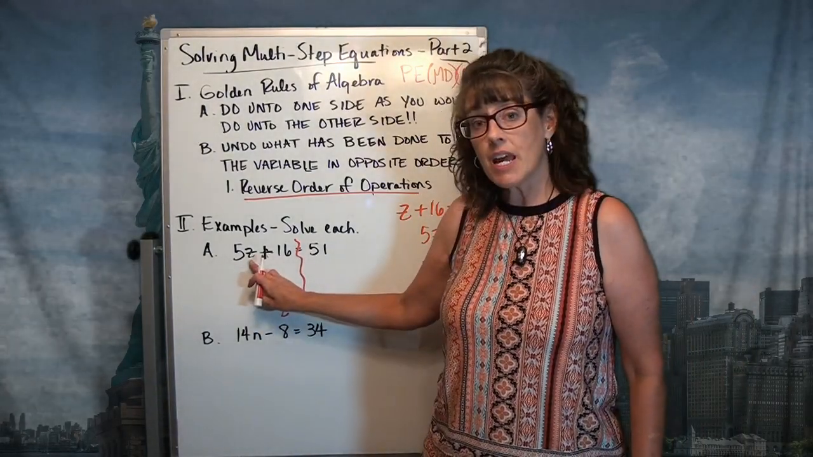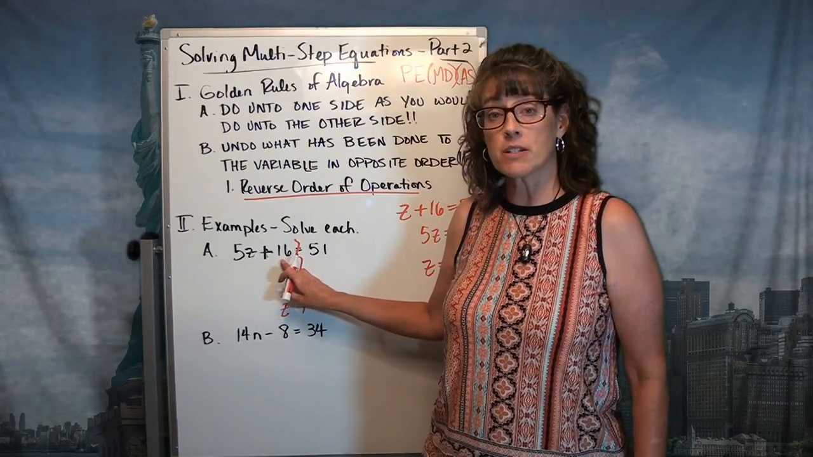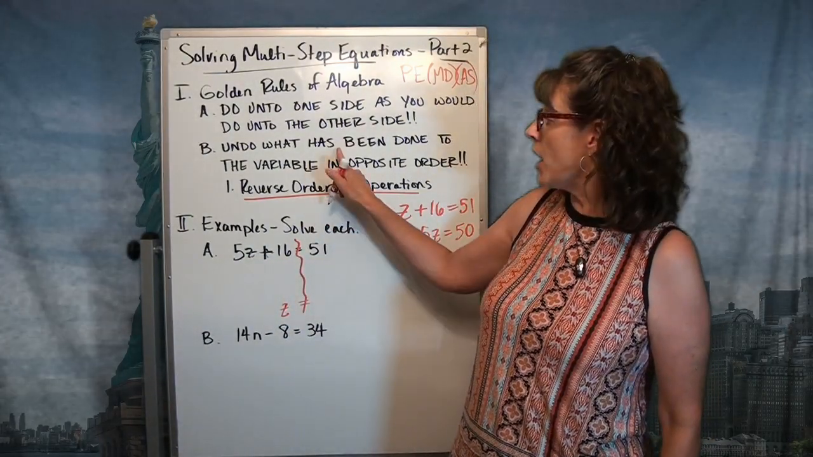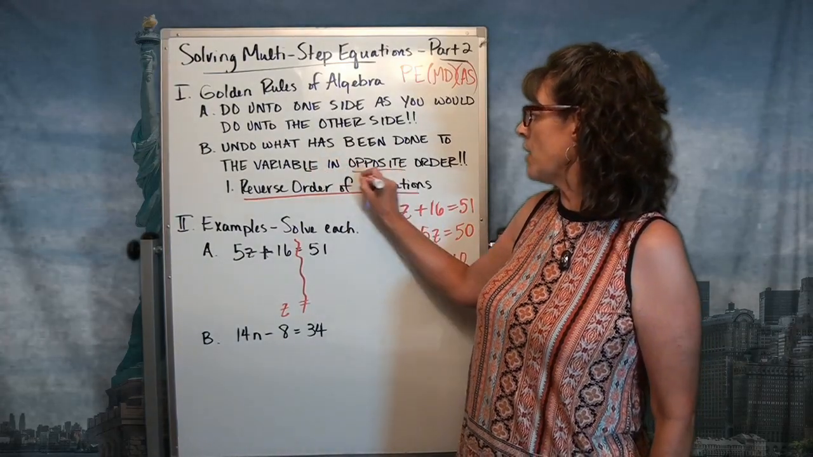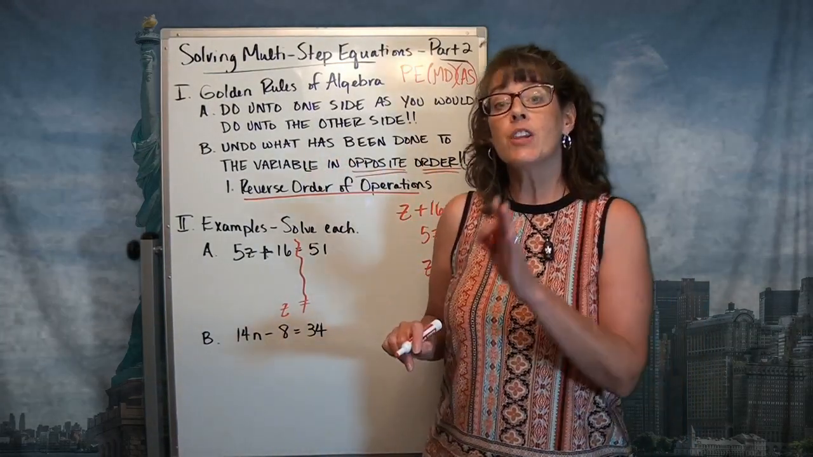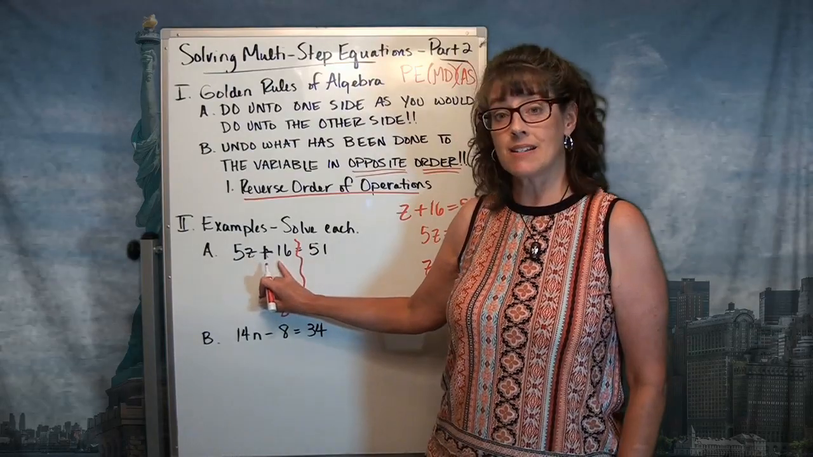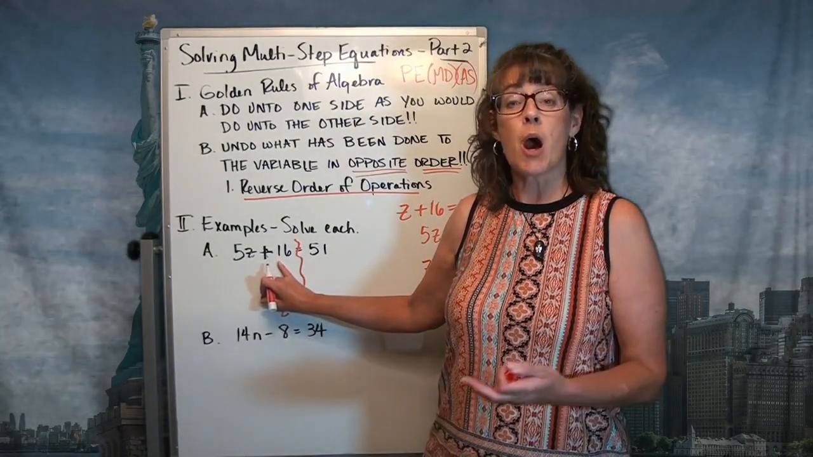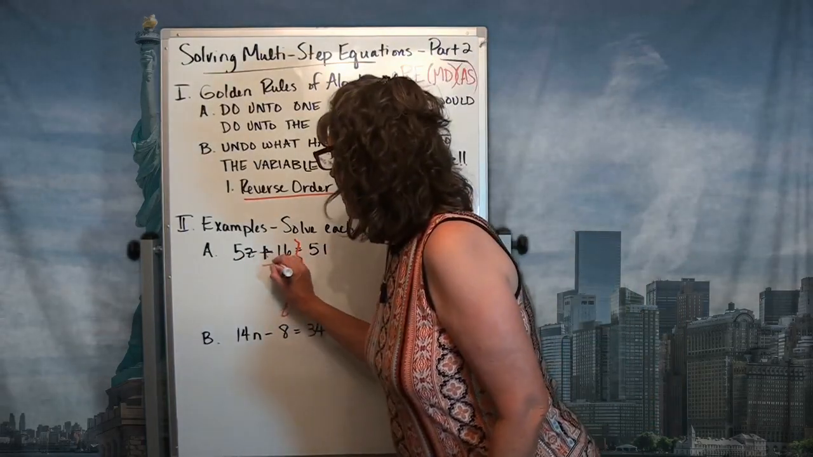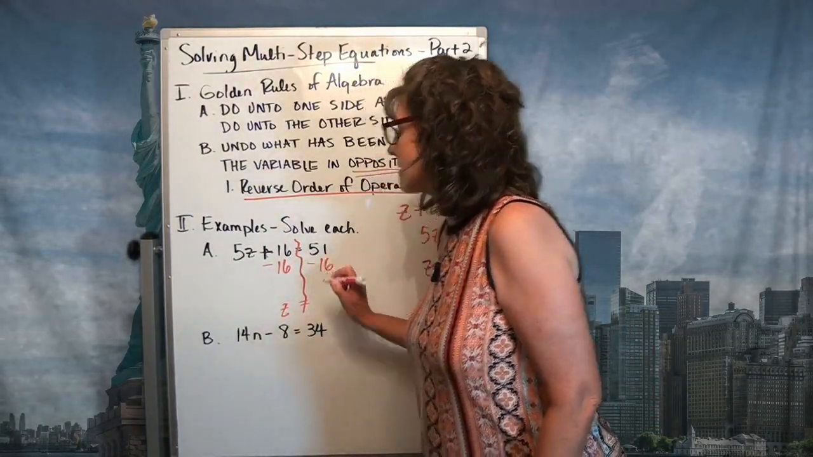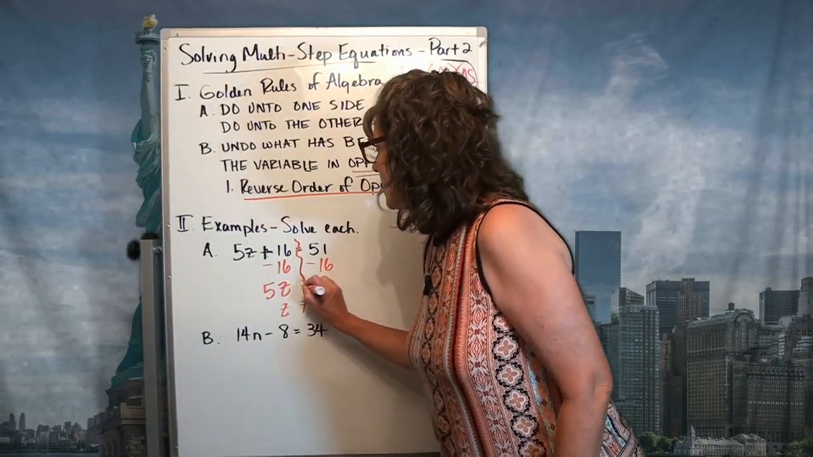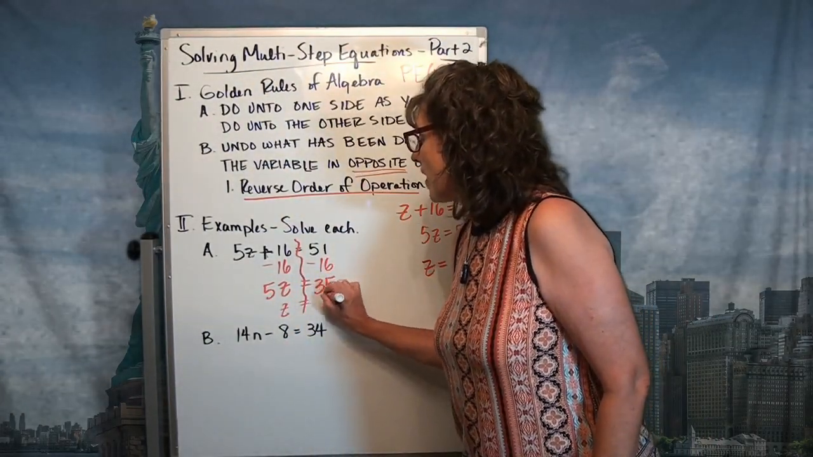So if that z is a 10, I'm going to multiply, and then I'm going to subtract. Now, I'm reversing my order of operations. I'm going to undo what's been done to that variable in opposite order. The last thing that I said was adding 16. That is the first thing that you undo. So the opposite of adding 16 is to subtract 16, and I'm going to subtract 16 from both sides, leaving me with 5z equal to 35.